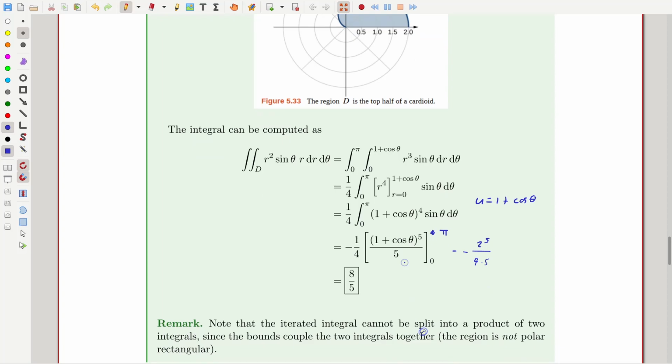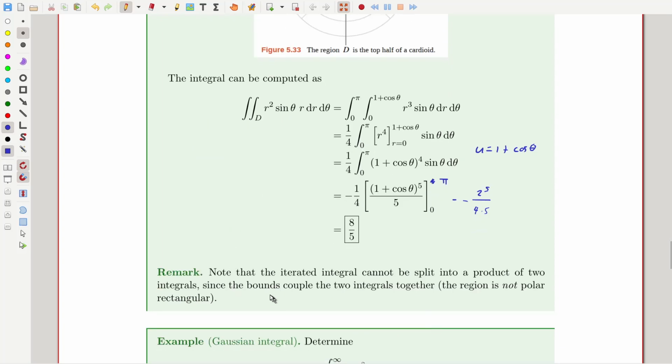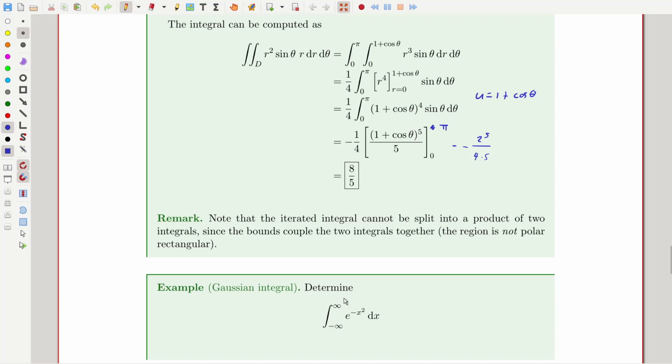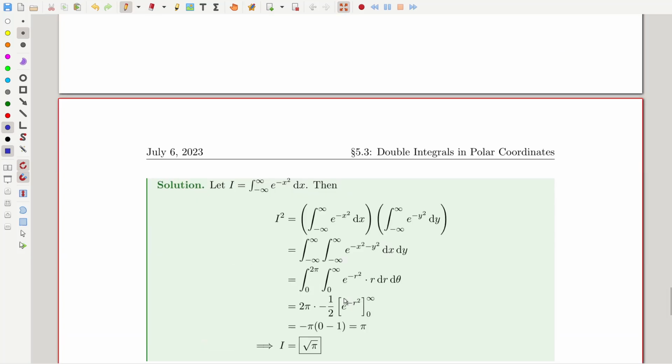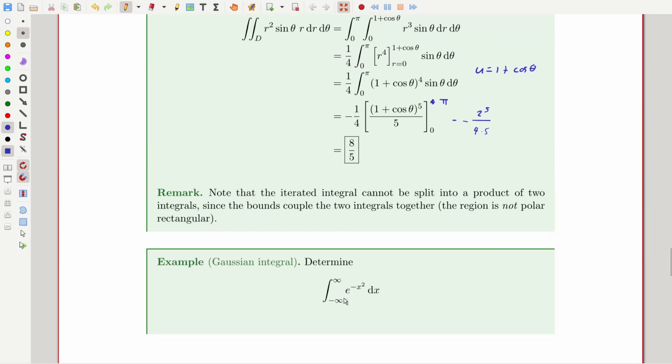Okay. Right, and this is what I've been mentioning, that this has to be done as an iterated integral. It can't be split because of the bounds. Okay. Right. Is this the last example that I have? No, second last.